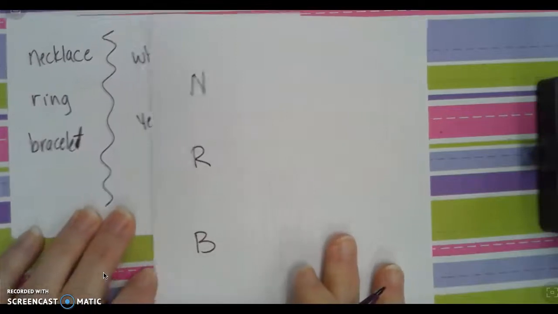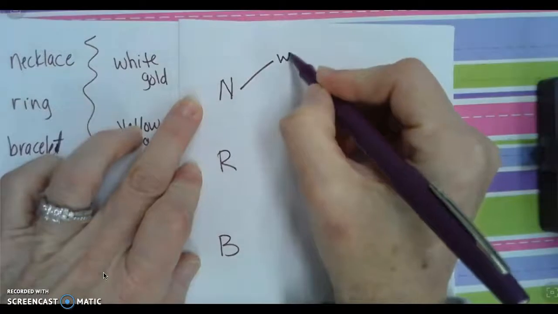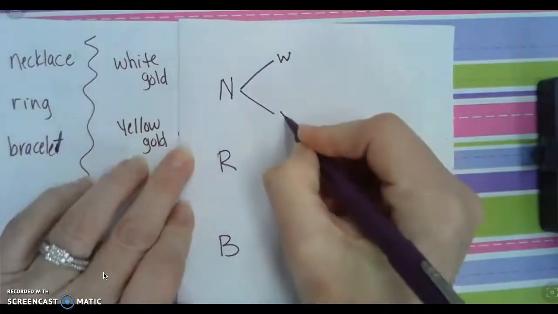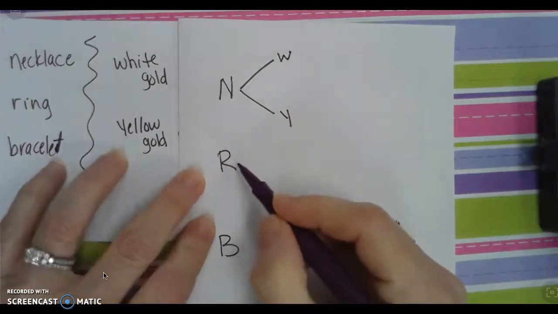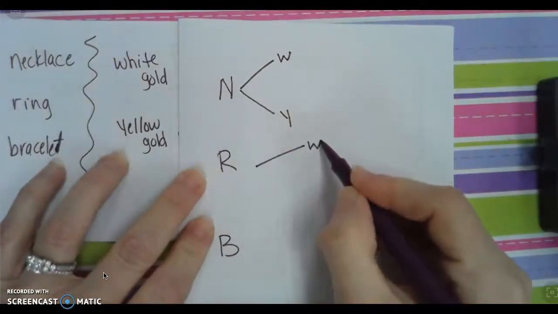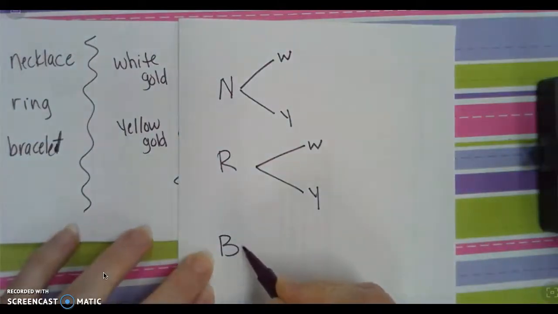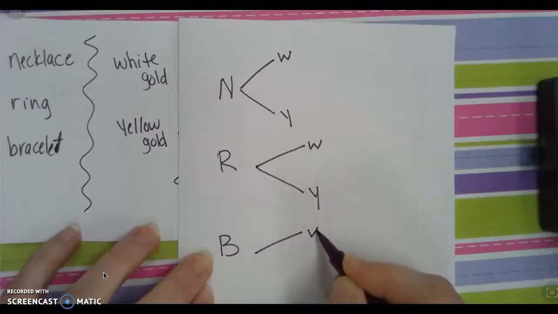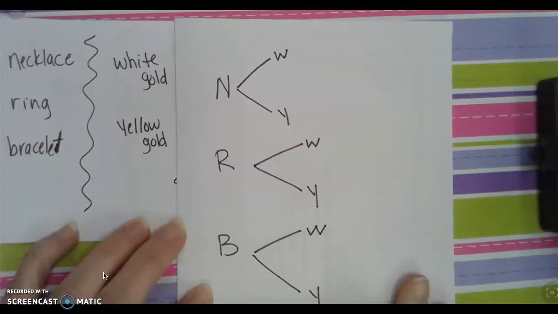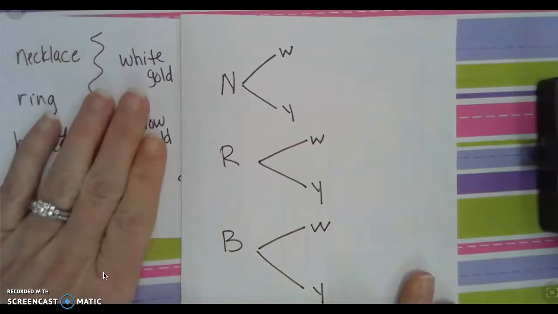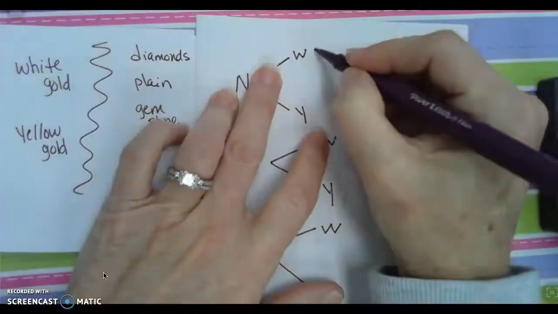Now our second choices, if we get a necklace, I'm going to put a W for white gold, and I'm going to put a Y for yellow gold. Same thing, if we buy a ring, we can get white gold or yellow gold. Same thing for a bracelet. We can get white gold or we can get yellow gold.